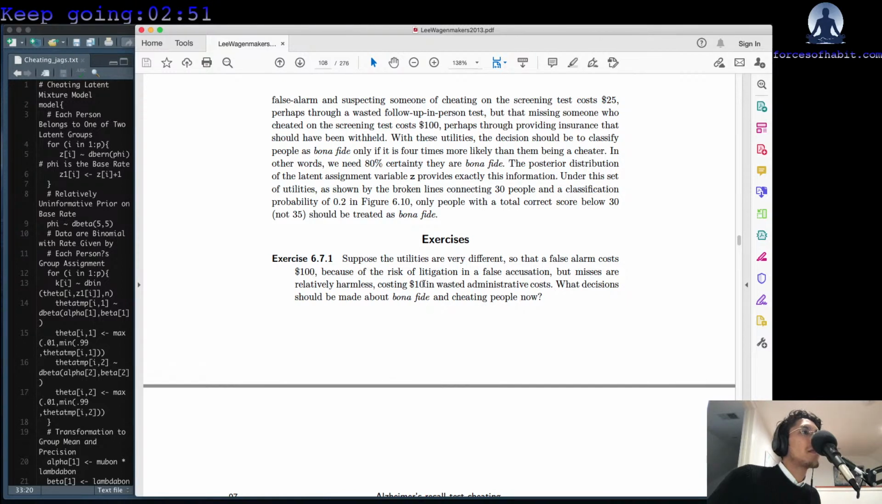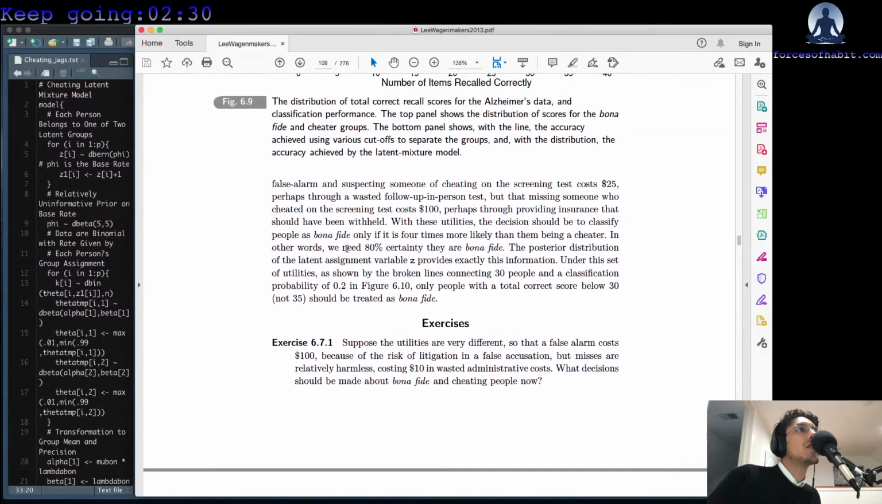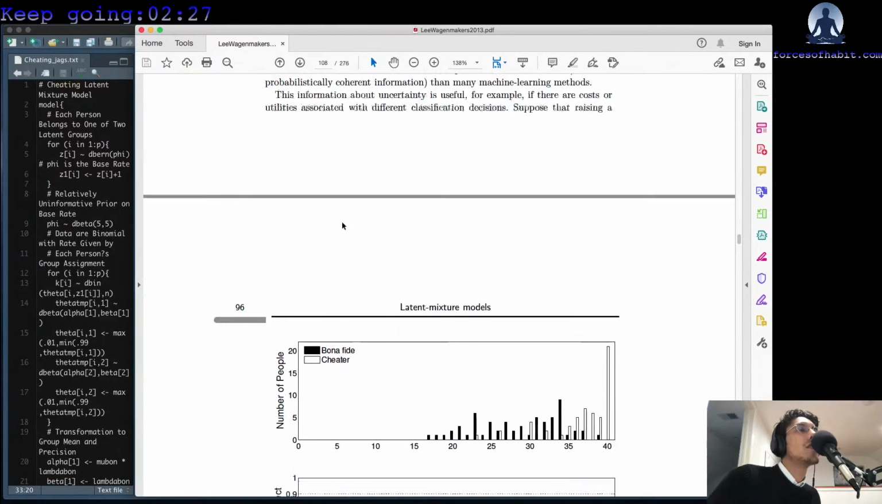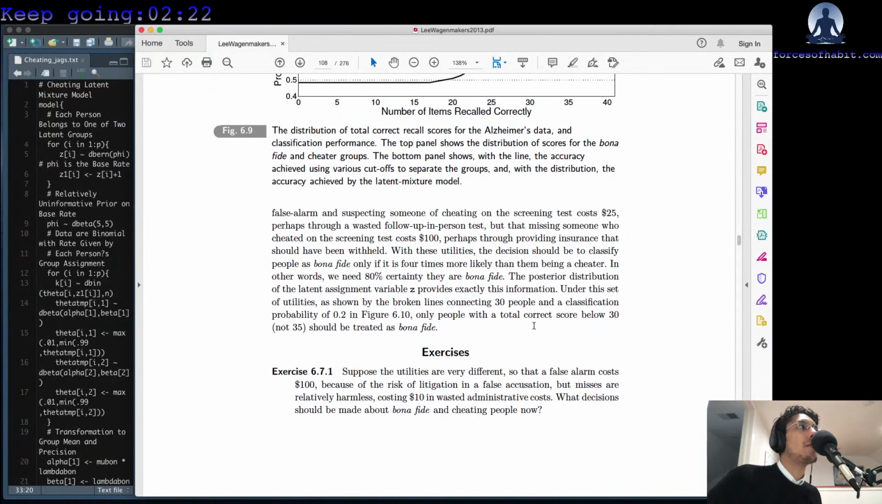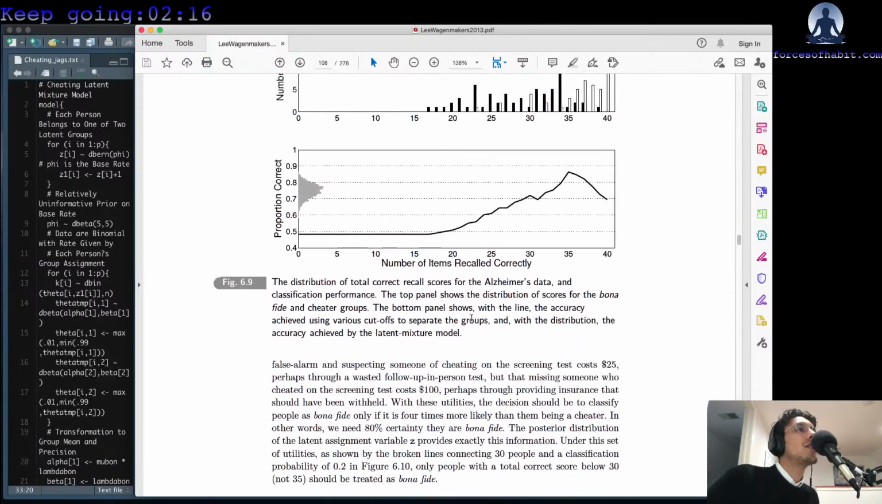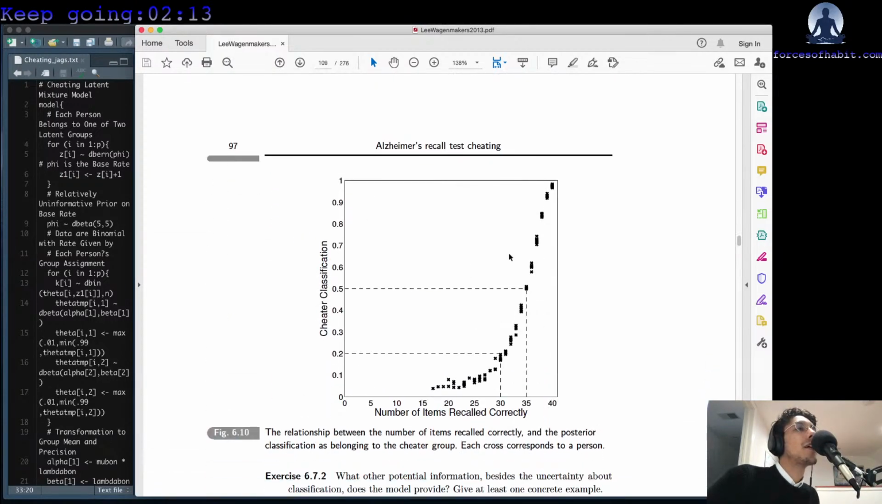So it's less costly to throw out cheaters. Is that what this is saying? It's not costly to miss someone who's cheating, but it's more costly, so raising a false alarm for someone who's cheating is more costly. So we don't want to misclassify people who are cheating as cheaters.